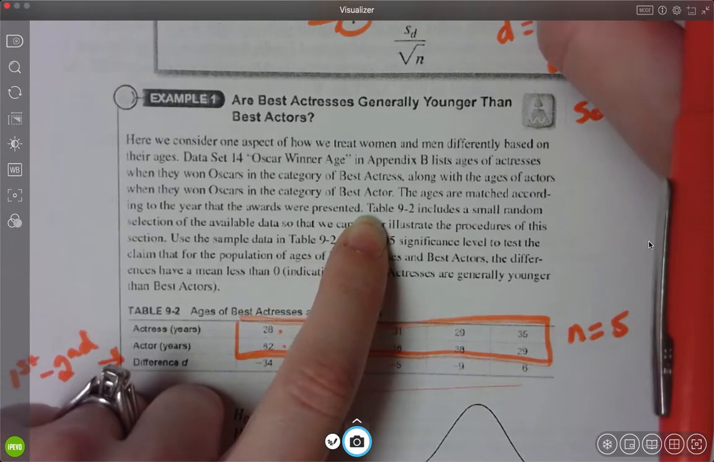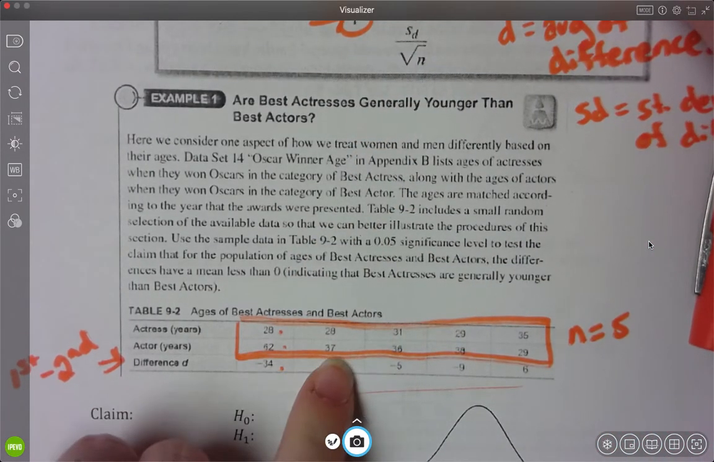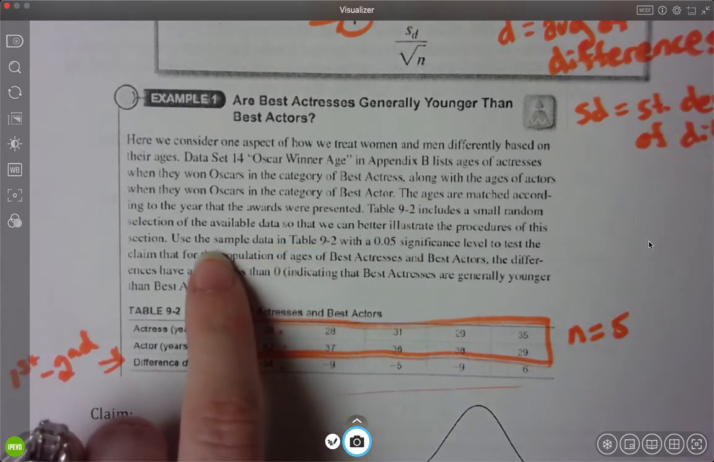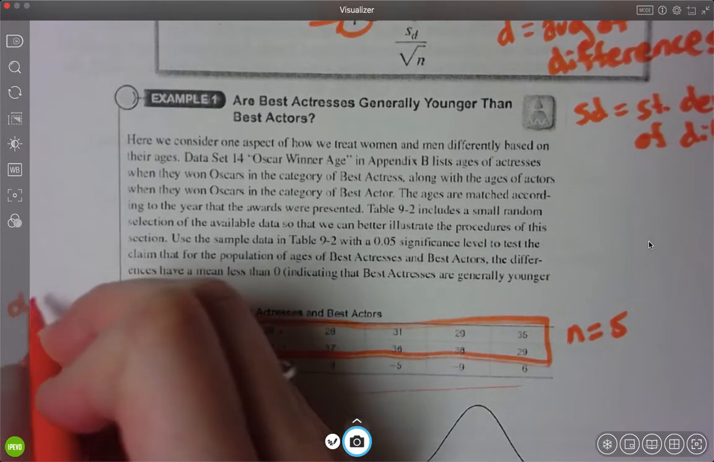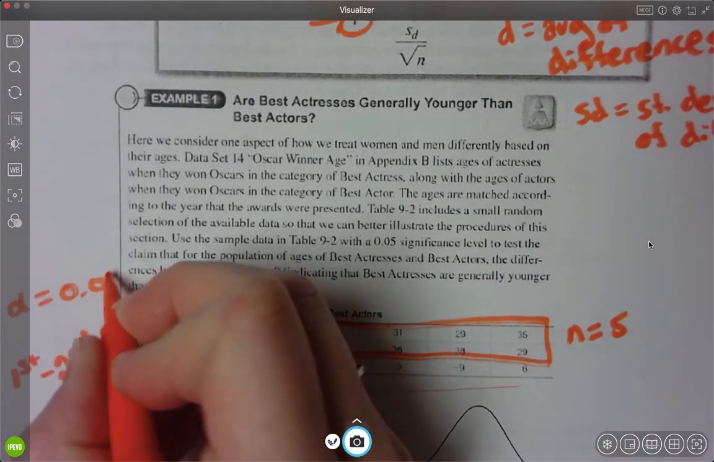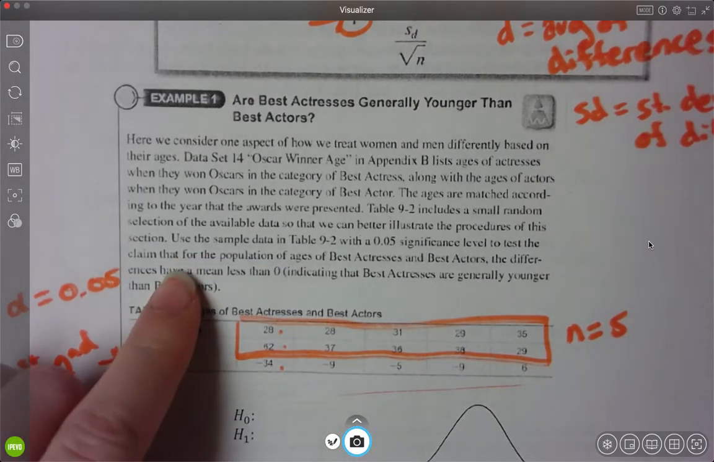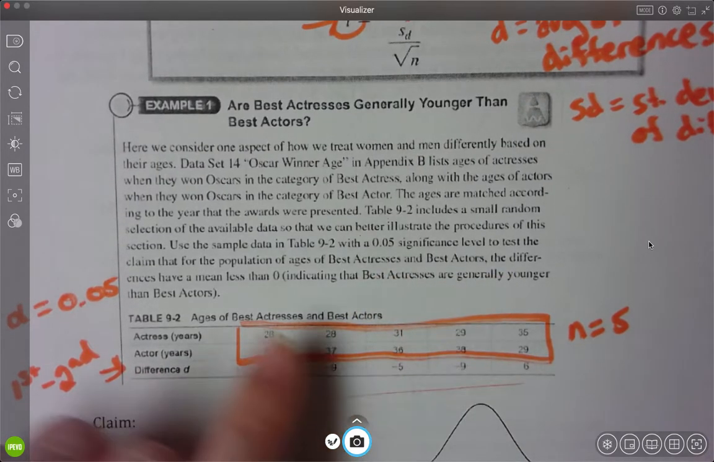So they're doing Best Actress, Best Actor award for, I don't know, probably the Academy Awards or something like that. The ages are matched. Let's see. Use the sample data with a 0.05 significance level, I'm going to put that over here somewhere, to test the claim that the population of ages of best actress and best actors, the differences have a mean less than 0.